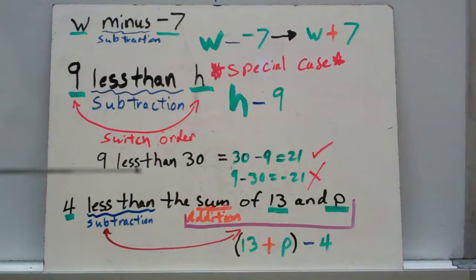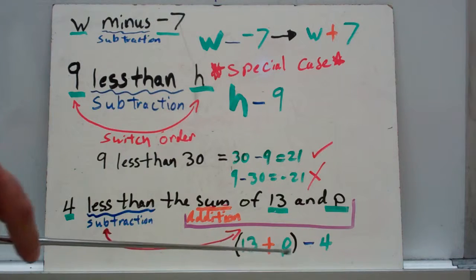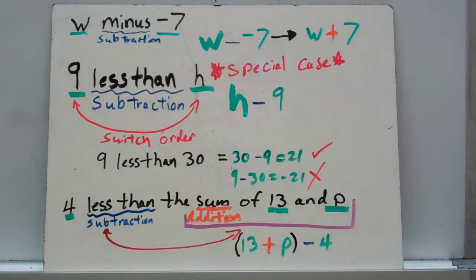And then we have 4 less than. So remember that we're going to switch the order of the terms. So we have 4 and then the sum of 13 and p. So 13 plus p is going to be first, and then 4 is going to be following along that.